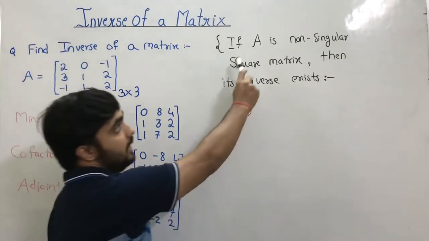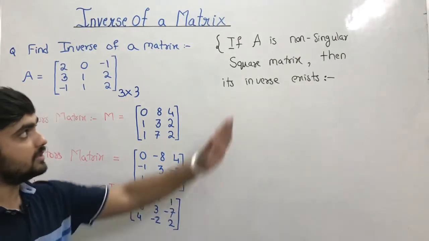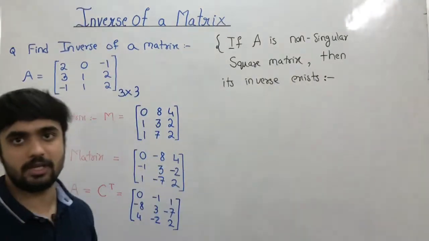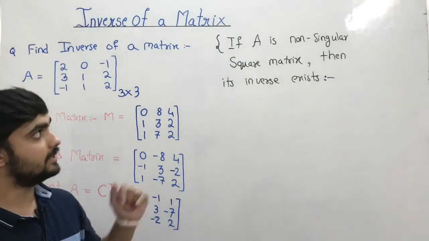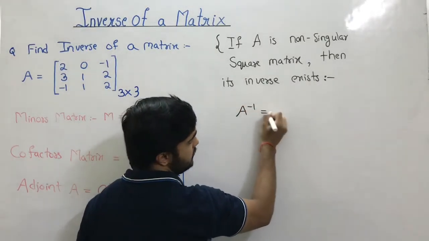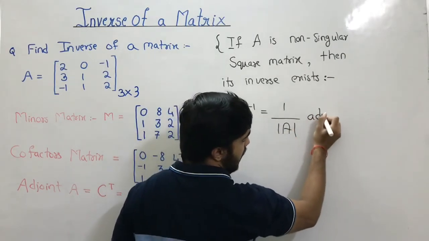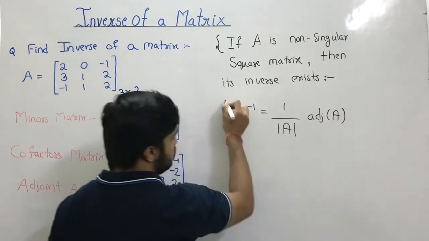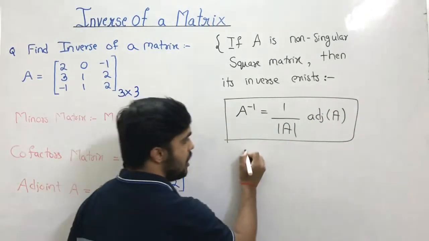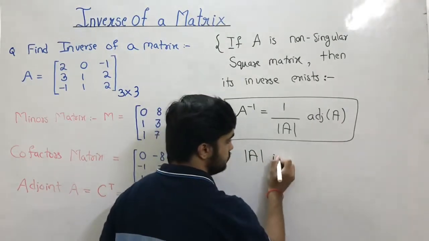So if A is a non-singular square matrix, then its inverse exists. So this is the condition for inverse of a matrix. We'll see what is a non-singular matrix, but before that we'll see what is inverse. It is given by A inverse is equal to 1 upon mod of A into adjoint of A. So this is the formula for inverse of a given matrix, where mod of A is non-singular.